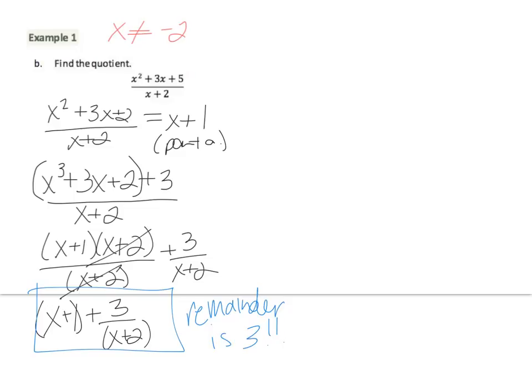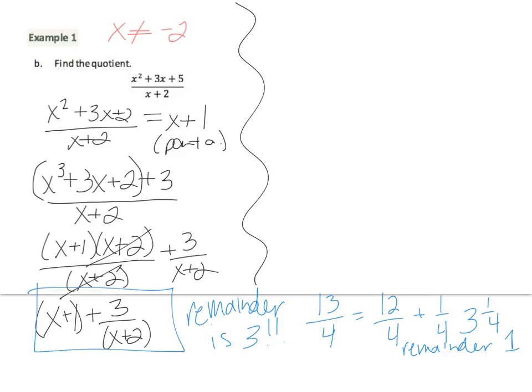If we remember, when we had the problem at the beginning, 13 over 4, we broke it down into 12 over 4 plus 1 over 4. And there we knew our answer was 3 1/4. Our remainder in that problem was 1. Okay, let's try another method.